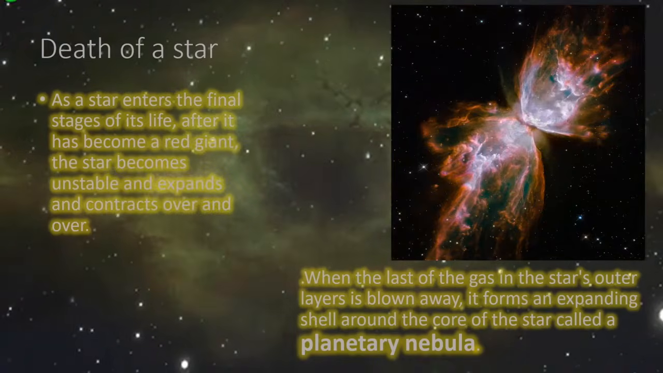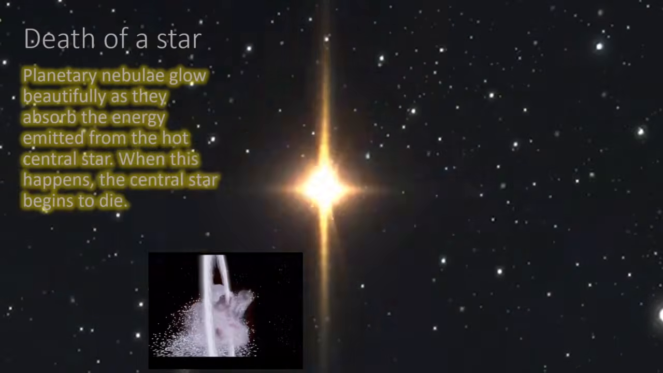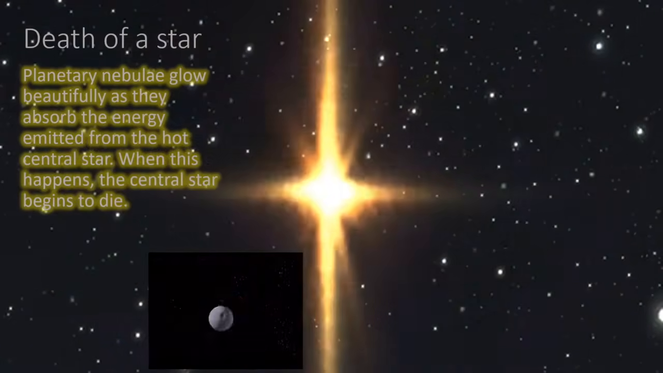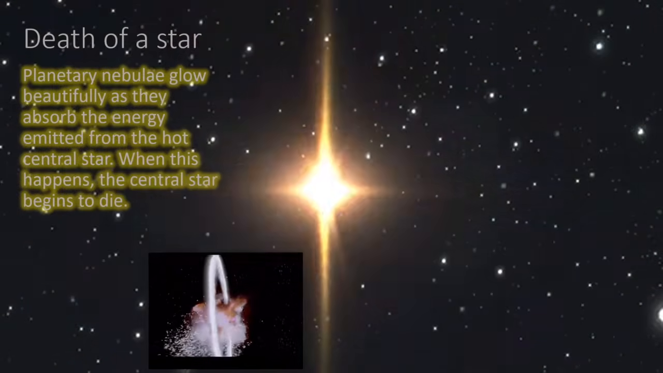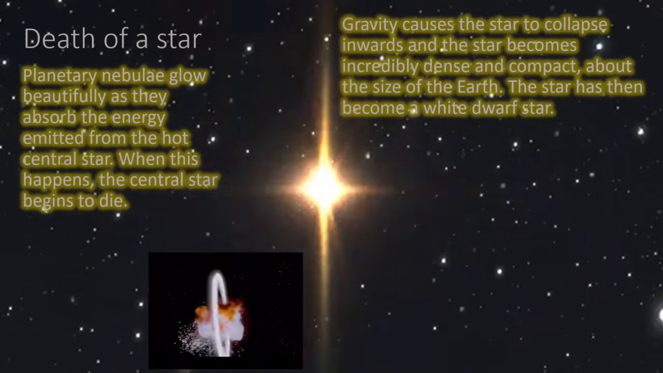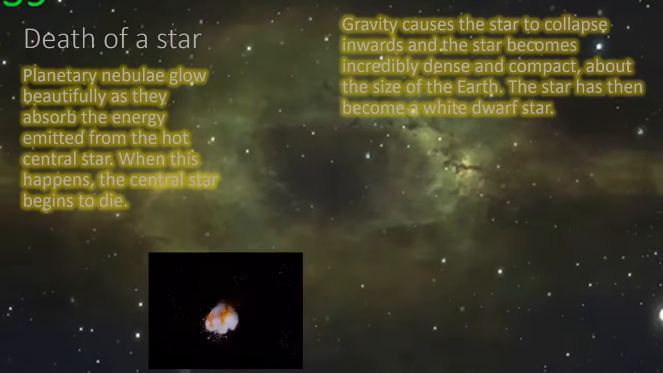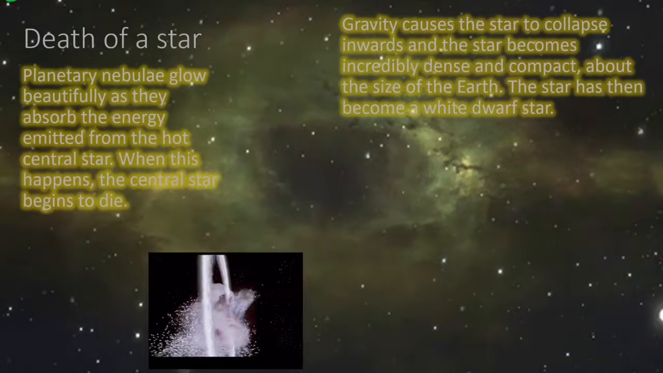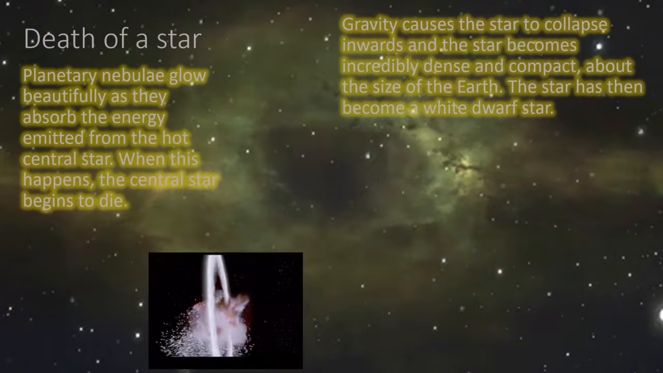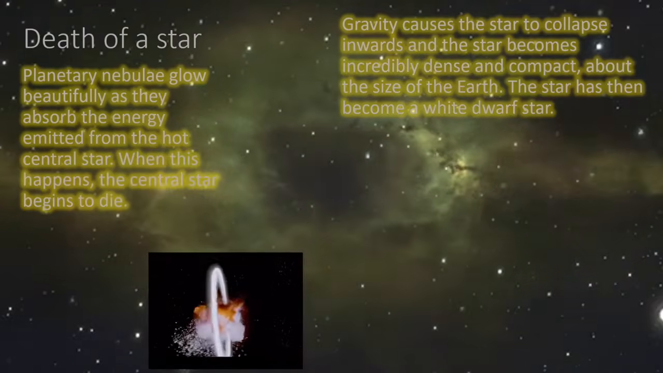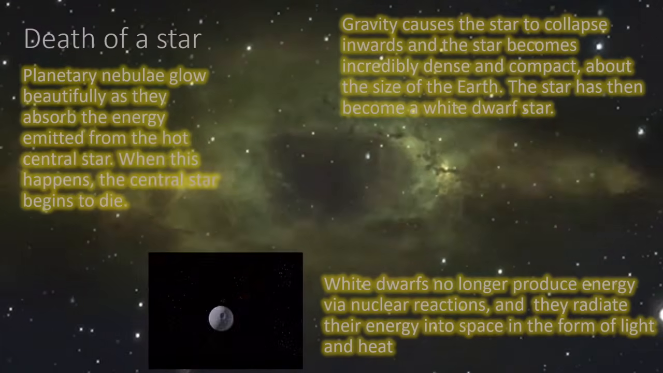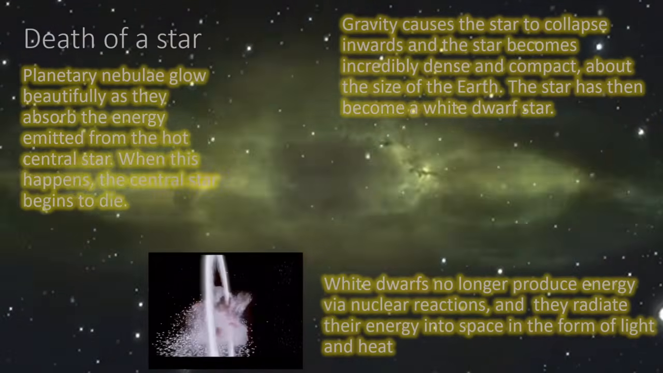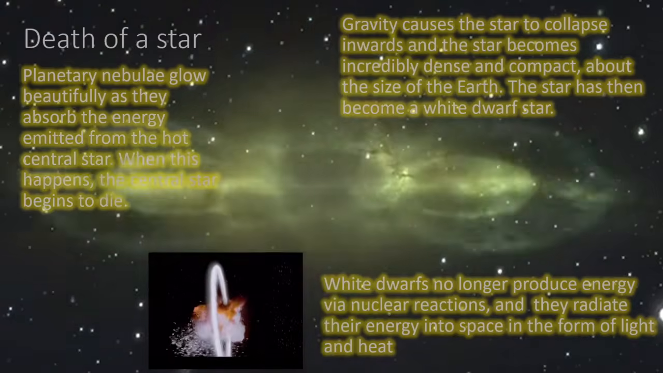This is a diagram of how a planetary nebula looks, which was captured out in space. These planetary nebulae glow beautifully as they absorb the energy emitted from the hot central star. When this happens, unfortunately, the central star begins to die. Gravity causes the star to collapse inwards, and the star becomes incredibly dense and compact, about the size of Earth. The star has then become a white dwarf star. White dwarf stars are no longer able to produce energy via nuclear reactions, and they radiate their energy into space in the form of heat and light.